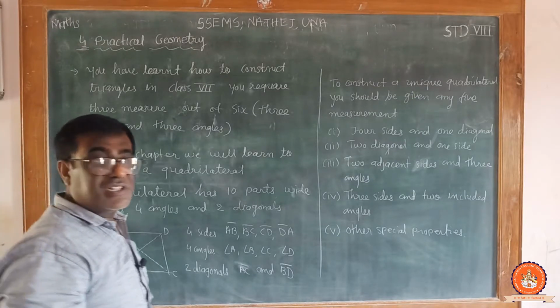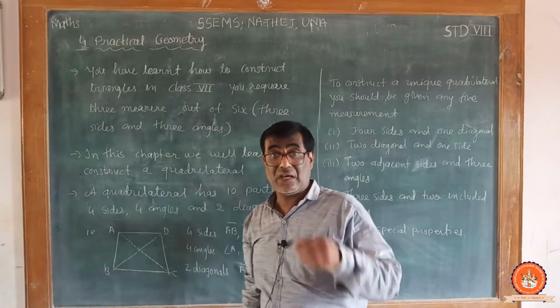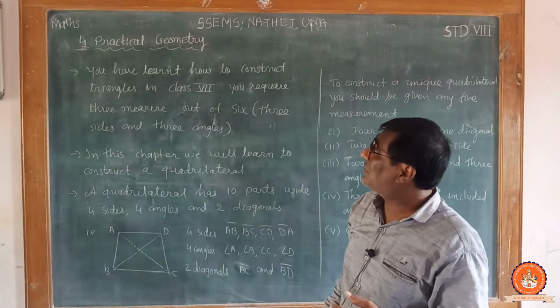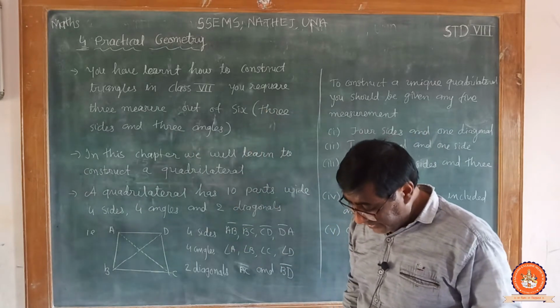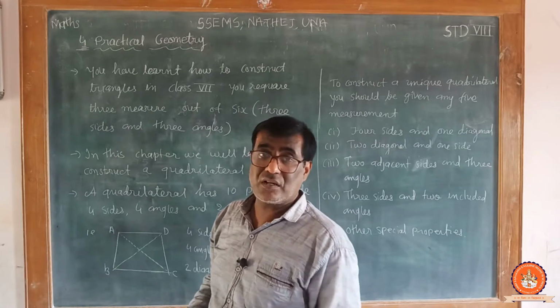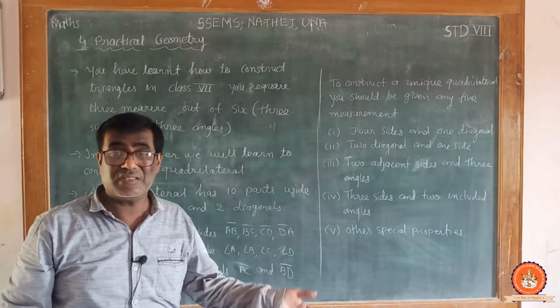Welcome to one more session of Maths. We are in Standard 8, and from today we are going to start a new chapter, which is the fourth one, Practical Geometry. In this chapter we will construct quadrilaterals for the given measurements.